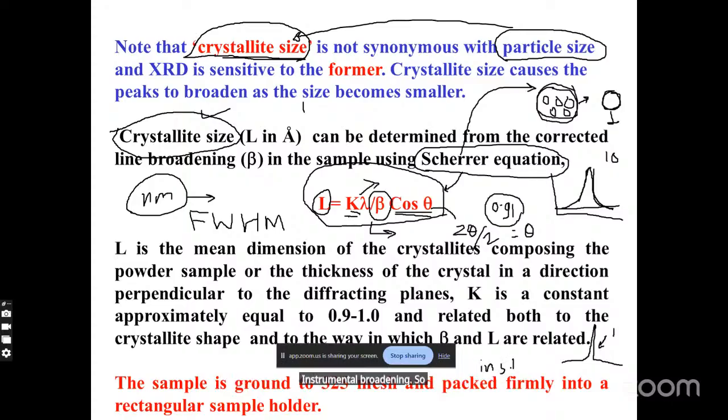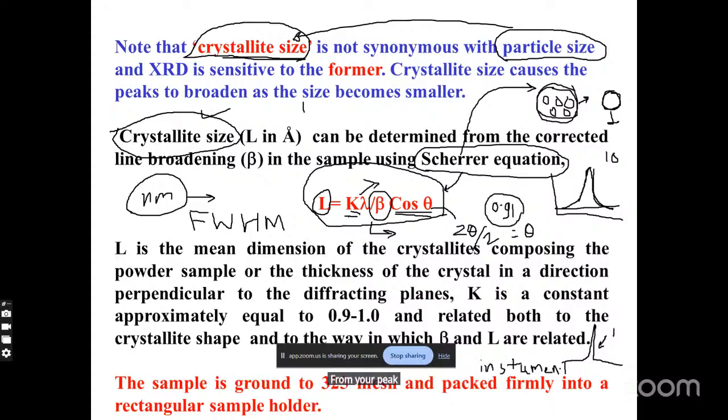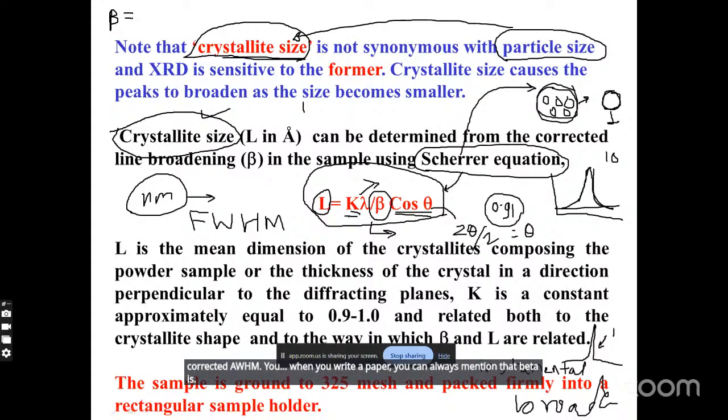So what you have to do is correct this instrumental broadening from your peak width. Now we will see how to correct this instrumental broadening. Beta is the corrected FWHM. When you write a paper, you can always mention that beta is the corrected FWHM of your sample.